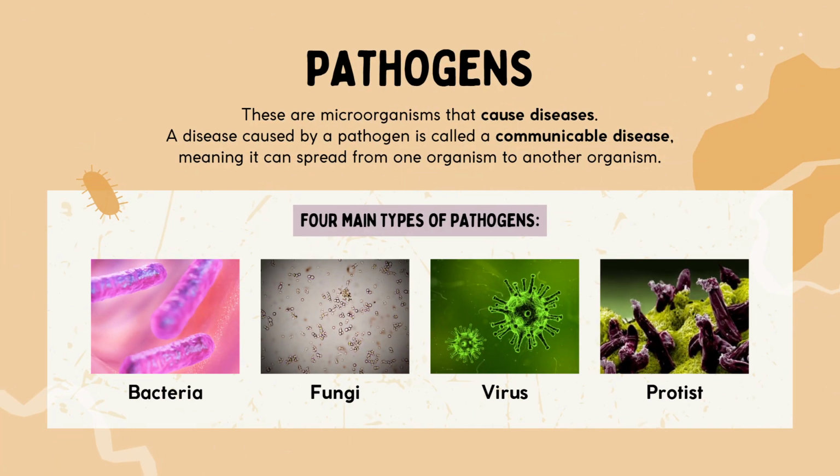Pathogens. These are microorganisms that cause diseases. A disease caused by a pathogen is called a communicable disease, meaning it can spread from one organism to another organism. Here are four main types of pathogens: bacteria, fungi, viruses, and protists.